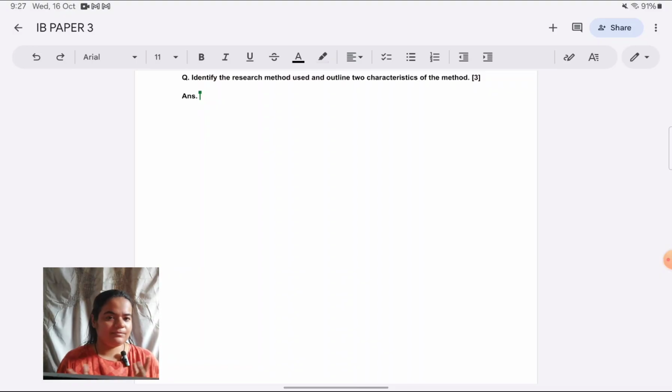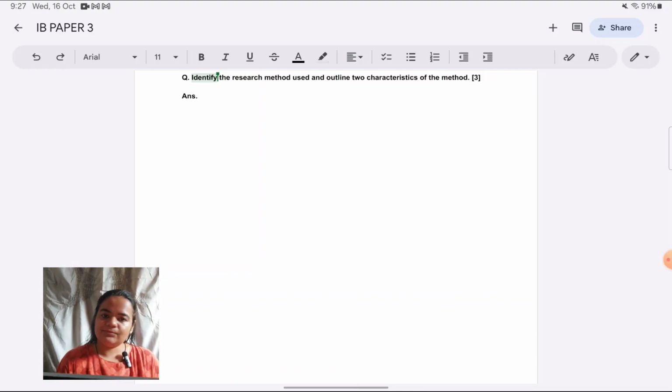The first question is the fixed one. Identify the research method used and outline two characteristics of the method. As far as identifying the research method is concerned, you just need to literally state what the research method is. You need not elaborate and explain why you're saying that is the research method. So, one mark is strictly for being able to correctly name the research method that has been used.